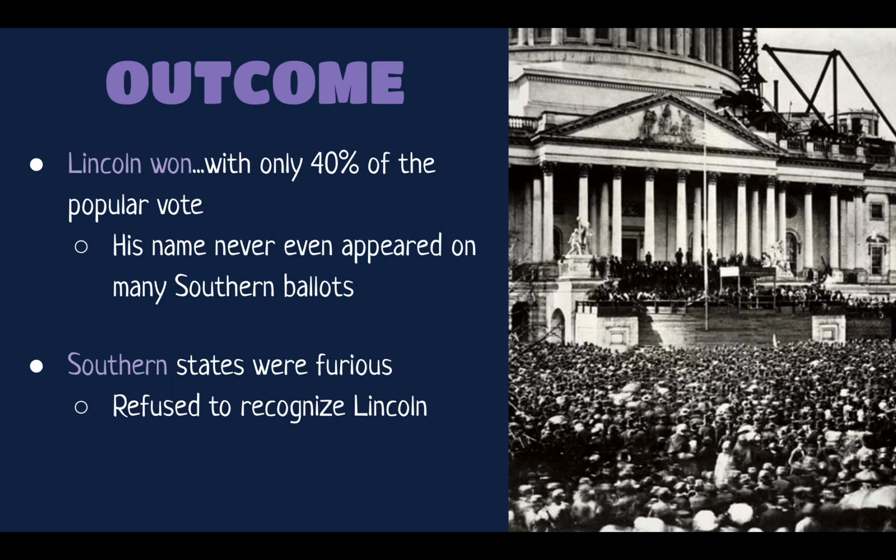The decision was so split that, in fact, Abraham Lincoln's name never even appeared on the ballots in 10 southern states. So he wasn't even an option, really, to vote for. He hadn't campaigned there at all. It was kind of a waste of time for Abraham Lincoln to try to get votes from states like Georgia or South Carolina. The southern states were furious about the fact that Abraham Lincoln had won, and they refused to recognize him as the president who had won the election of 1860.